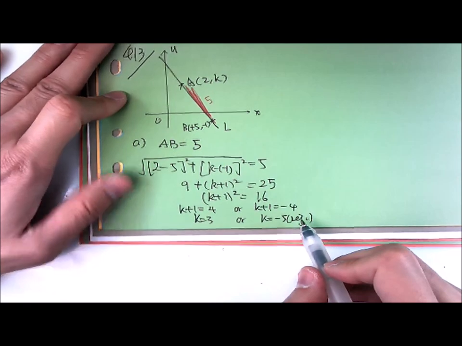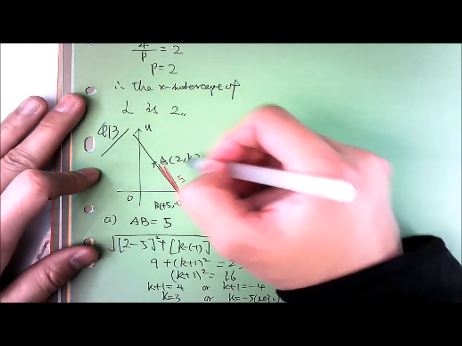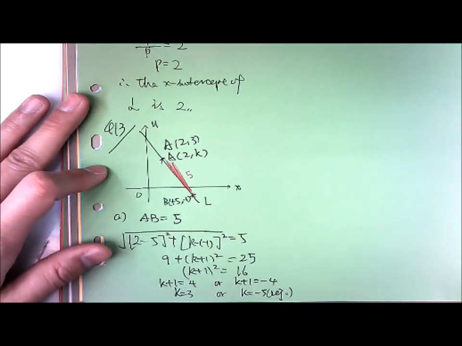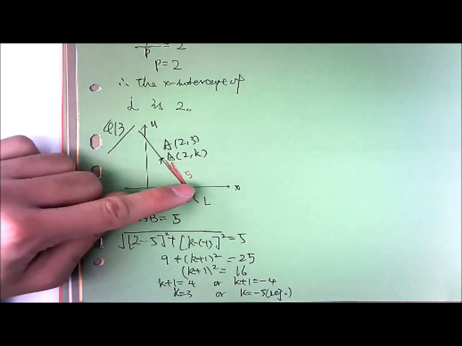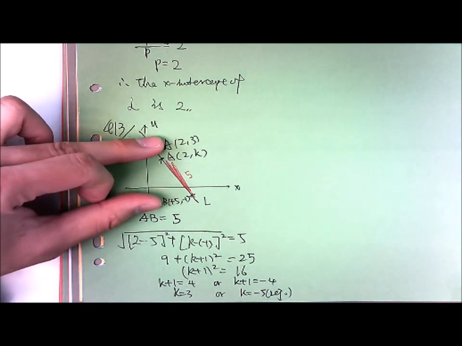So this is A, and then B, find the slope of L. When you have k, you mark the 3 here. 2, 3, you mark here. So in order to find the slope of L, you just plug these 2 coordinates into the formula. So I think it's very easy.